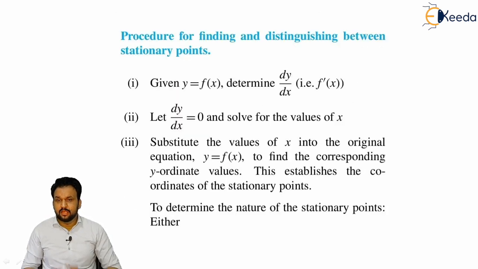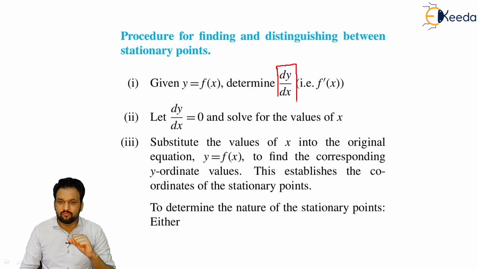Okay, see, now let's briefly look at how we are going to find such things using derivatives, how derivatives are useful to find the nature of functions, like the turning points of the functions. So the procedure for distinguishing between stationary points, given y is equal to f of x: first of all, we need to calculate dy by dx. This will be our first step in order to find increasing, decreasing, or maxima, minima.